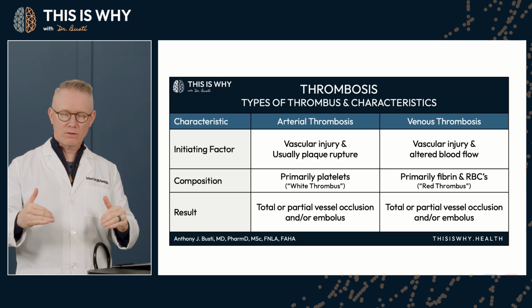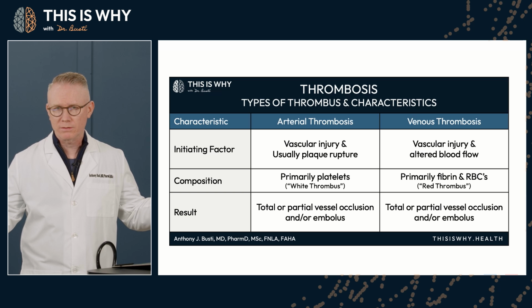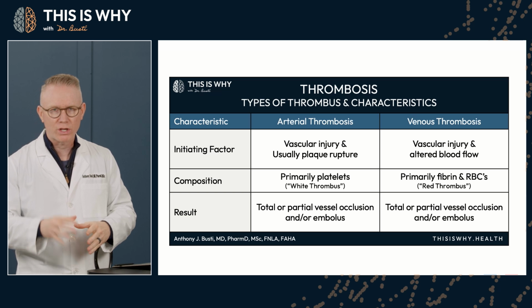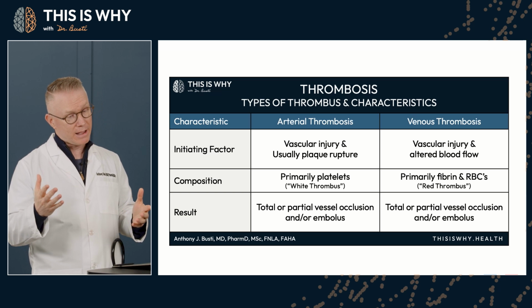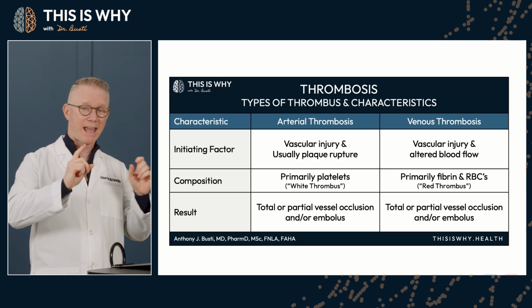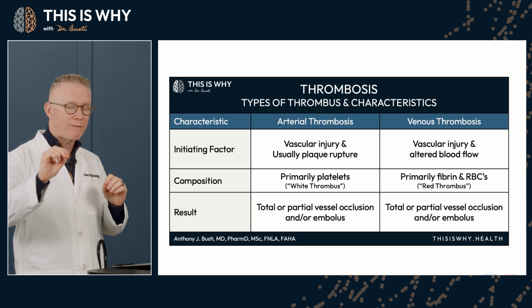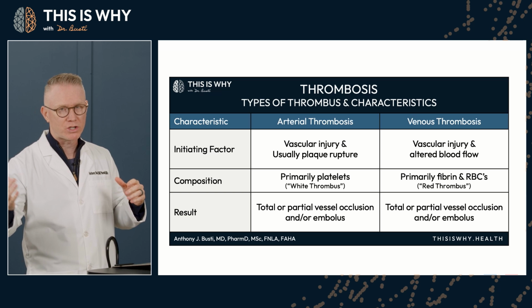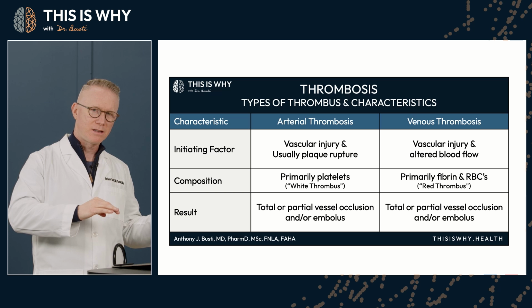Now, the last row that you see there is the result. Well, you can get total or partial occlusion of that vessel. And some of those clots, the thrombi that form in those areas, can dislodge and travel further down or go away from the place of origin. That's when it embolizes. Right?